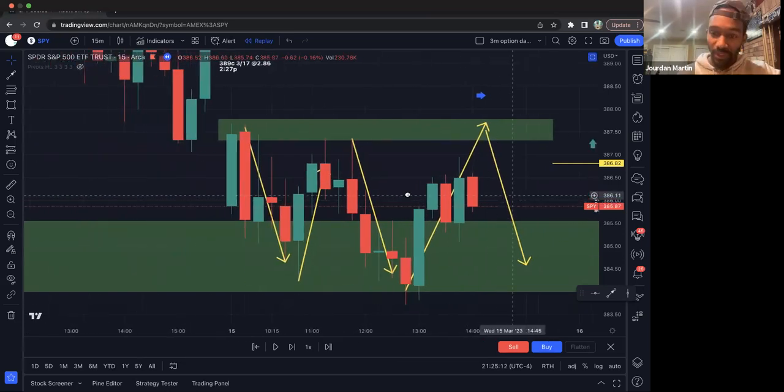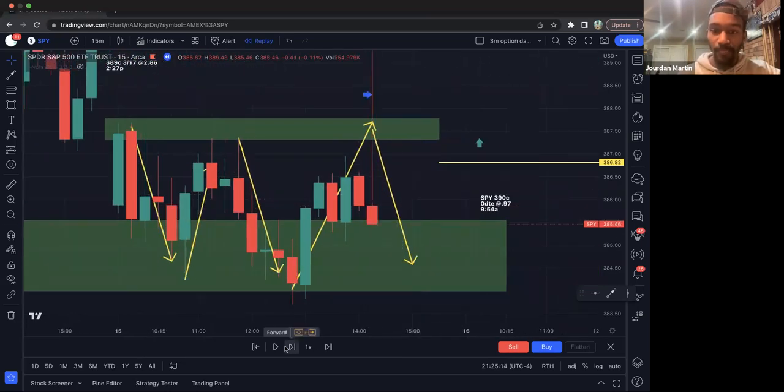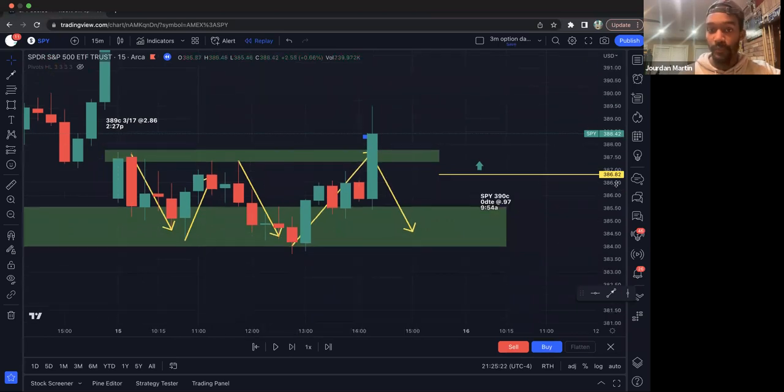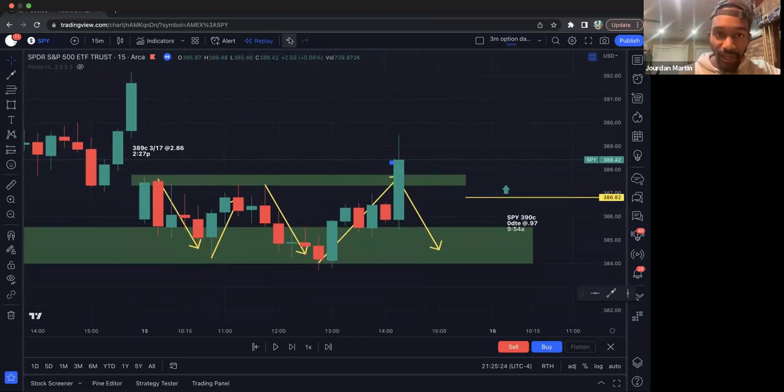So with that, we get our next candle, and our next candle ends up taking out the highs and closing above the highs, okay? So granted, I like to wait on this pullback.